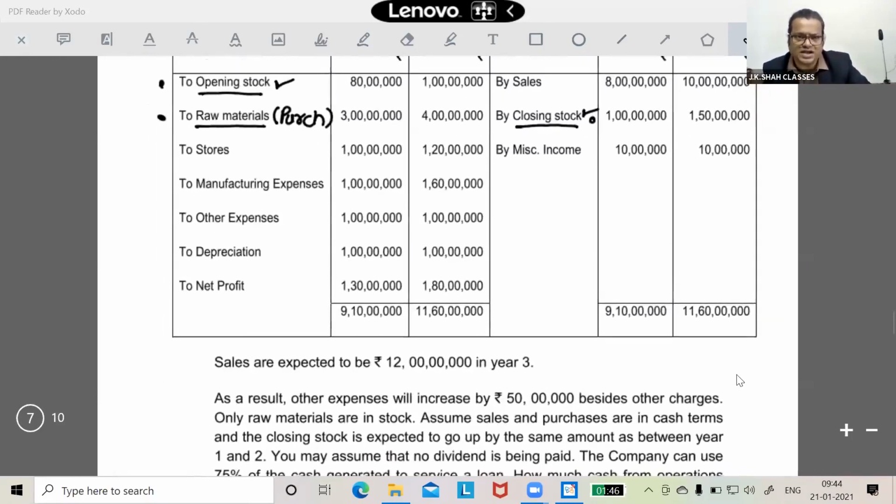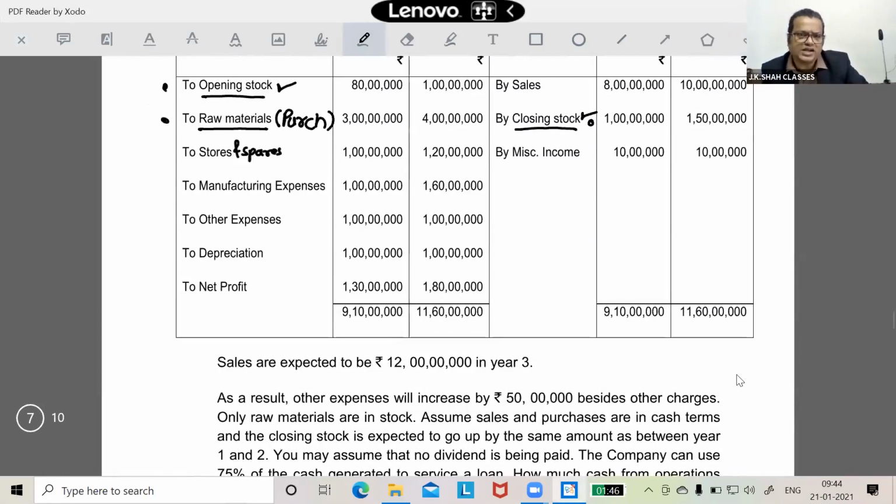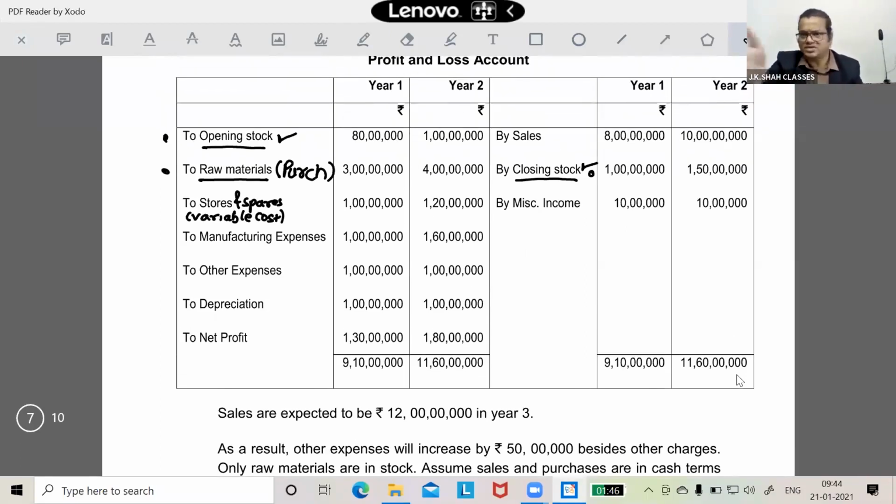It's not written, I'm telling you, which is a variable cost. Matlab it is some kind of what? Indirect material required in the business. Then manufacturing expenses, other expenses, depreciation is given, net profit is given, sales, closing stock, and miscellaneous.